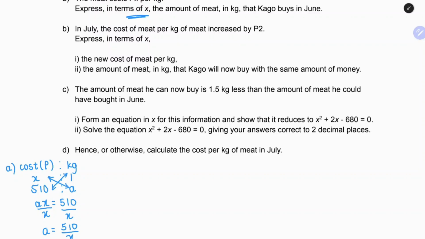And remember to rewrite it down, because an expression does not have an equal sign. So you'll have 510 divided by X.